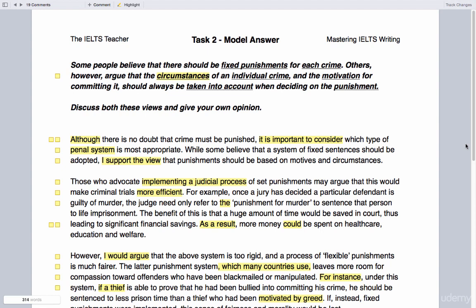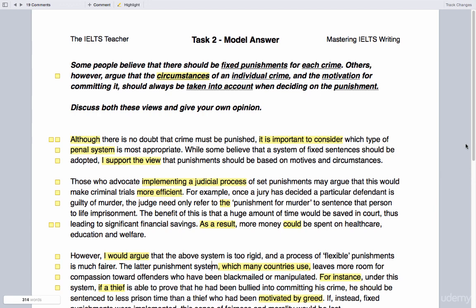Okay, so this is the essay that we're going to focus on today. This is our model answer. Let's look at the question first of all. Some people believe that there should be fixed punishments for each crime. Others, however, argue that the circumstances of an individual crime and the motivation for committing it should always be taken into account when deciding on the punishment. Discuss both these views and give your own opinion.